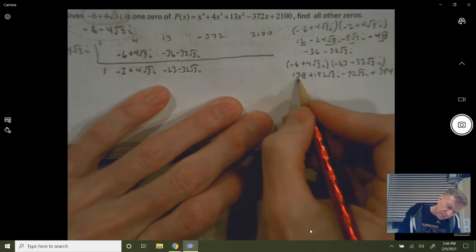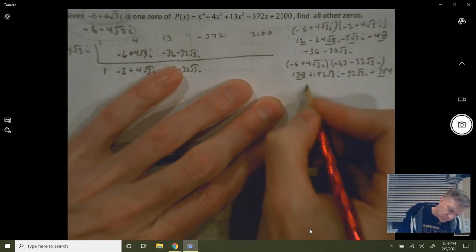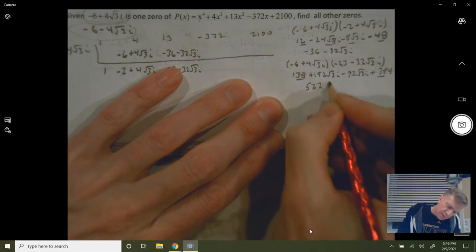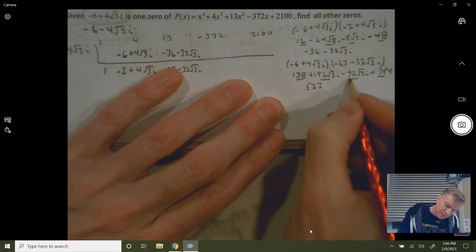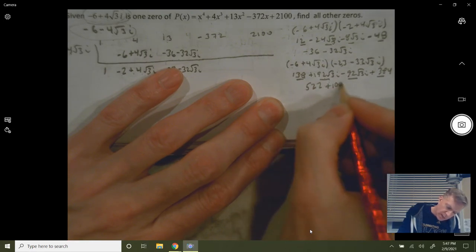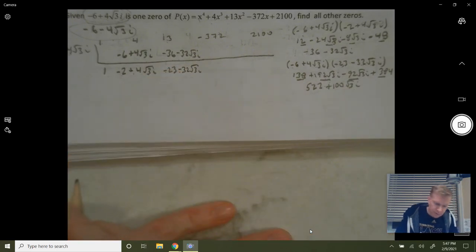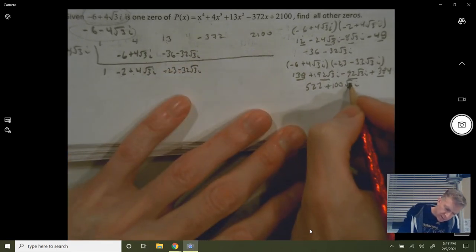Yep, that's right. So combine your like terms, add the first and the last. 384 plus 138 gives me 522. And then these two, combine your like terms. 192 rad 3i minus 92 rad 3i gives me plus 100 rad 3i. Okay, this is messy. I will not give you something this messy on a test, I promise.